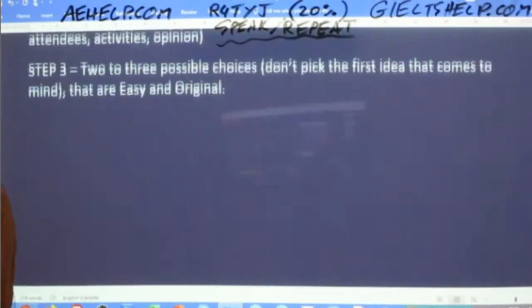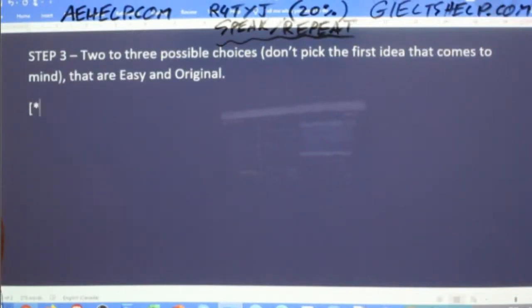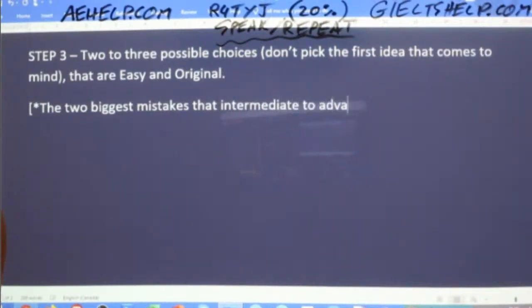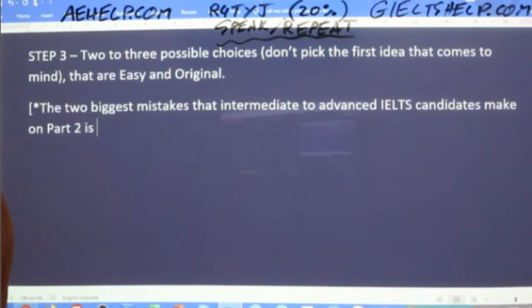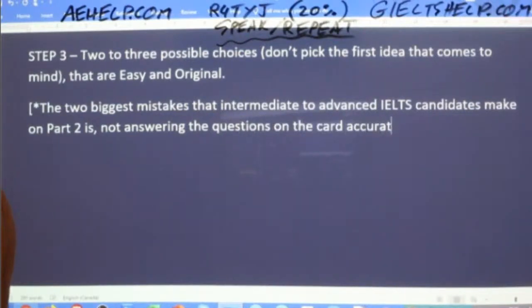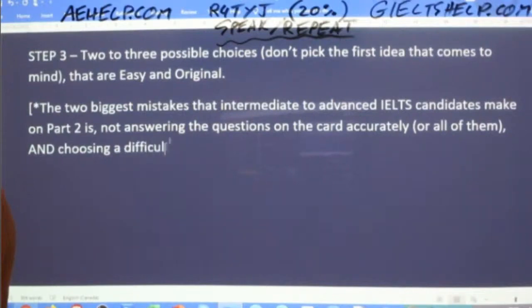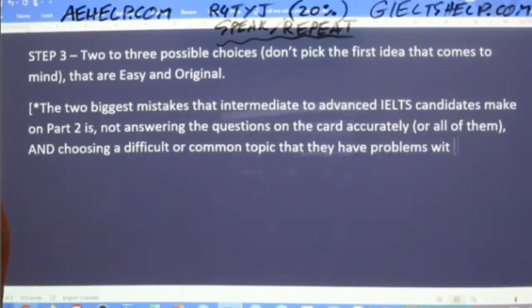Two of the biggest mistakes that students make in part 2, so this is just kind of a digression here. So the 2 biggest mistakes that intermediate to advanced IELTS candidates make on part 2 is not answering the questions on the card accurately, or all of them. That's number one. And choosing a difficult or common topic that they have problems with. Okay. All right. So keep that in mind.